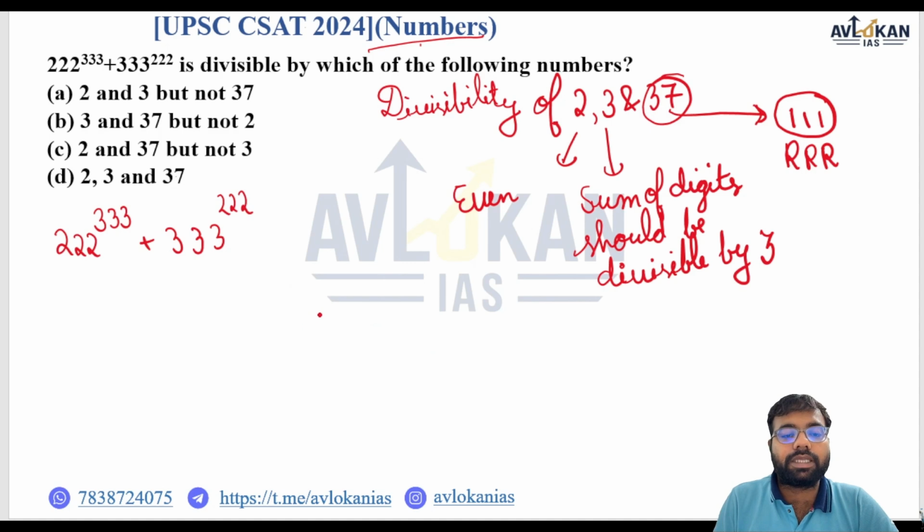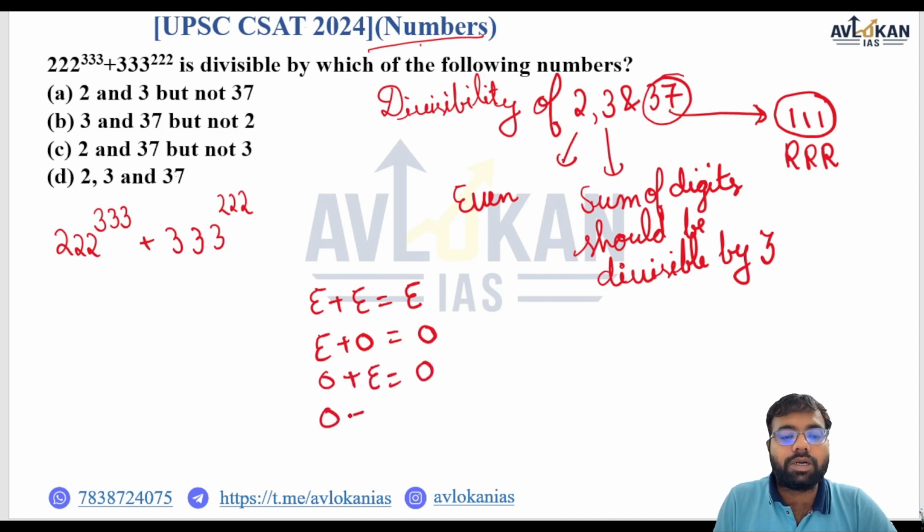Now, before going on to solving this, one important thing is that even plus even is always even. Even plus odd is always odd. Odd plus even is always odd. Odd plus odd is always even. So 222, this is an even number. 333, this is an odd number. Now even and odd will make odd. Any power of an even number will give the resultant as even. Any power of an odd number will give the resultant as odd.